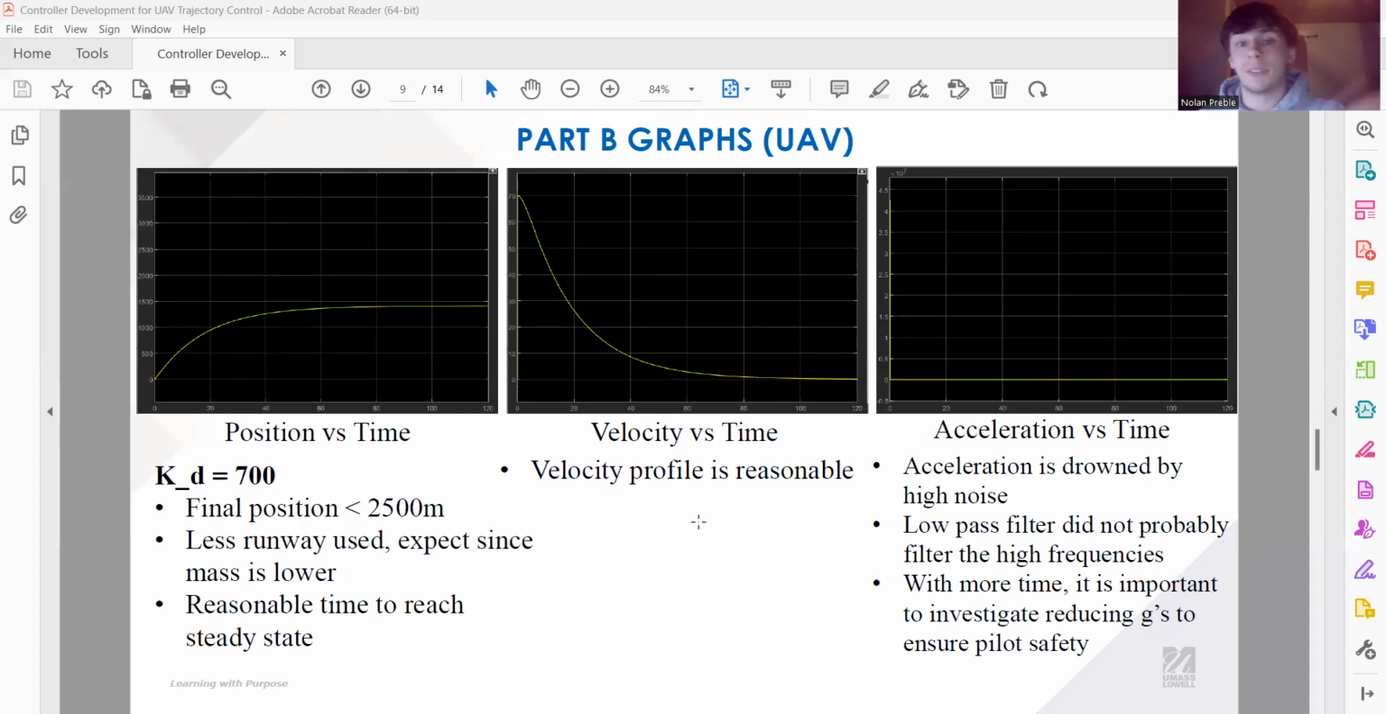Likewise, with the UAV, we have similar graphs. The only difference really being, of course, we have a different damping coefficient. It's less. That'd be expected considering the mass is less. And with the mass being less, it reaches a steady state at a sooner distance.